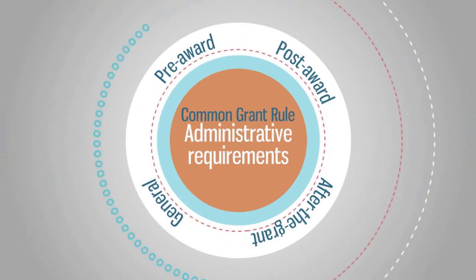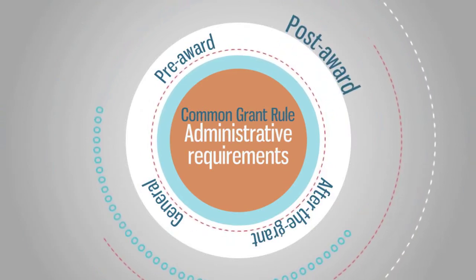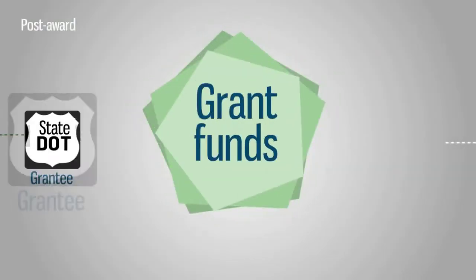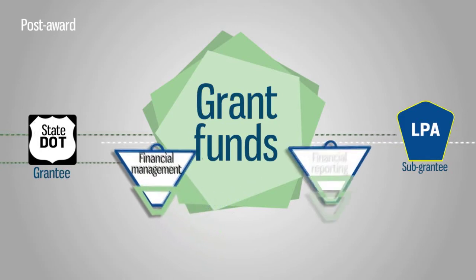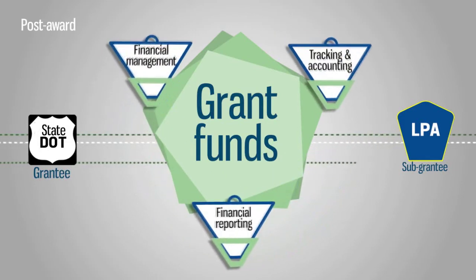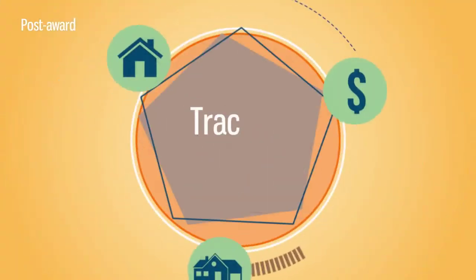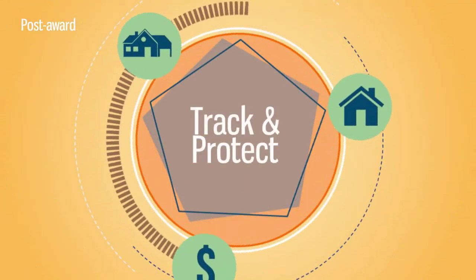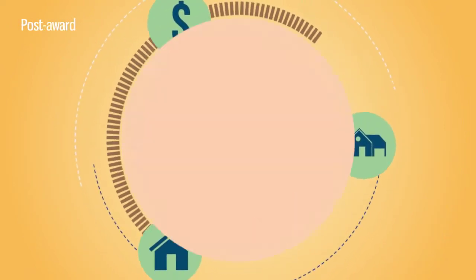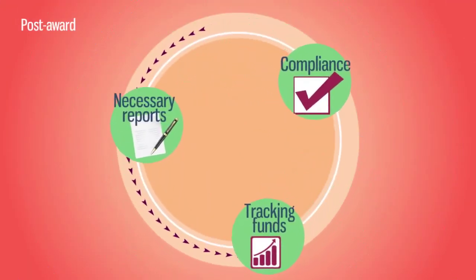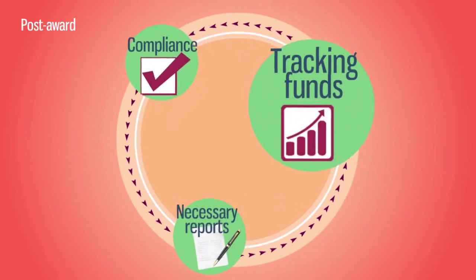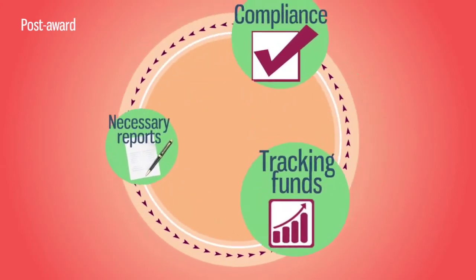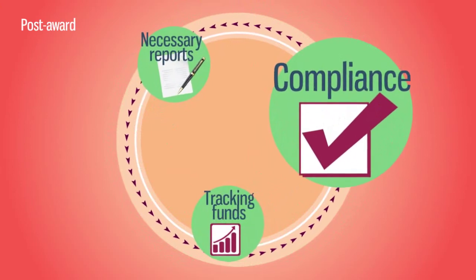After a project is authorized, your agency must meet the post-award requirements of the Common Grant Rule. The state as grantee and the LPA as subgrantee must have controls and procedures in place to support financial management, financial reporting, and tracking and accounting of grant funds. All cash, assets, real and personal property must be tracked and protected. Fiscal control and accounting procedures must be adequate to permit production of necessary reports, trace the source of funds to a particular expenditure or expenditures, and demonstrate compliance with applicable federal laws and regulations.